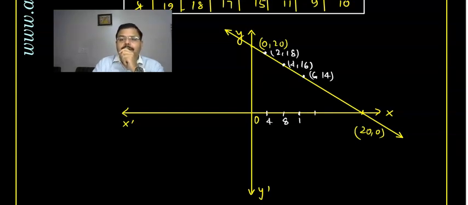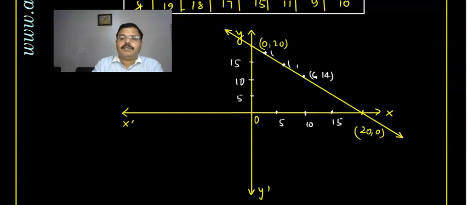Four, eight, 12. This is 20, so that must be 10, and here that must be 10 also. Now this will be 5, this will be 5. Correspondingly, this will be 15, and this will be 15 as well. So you can plot them.